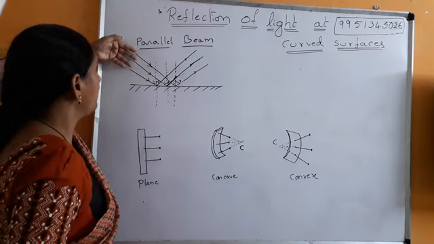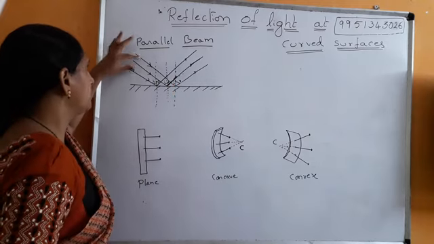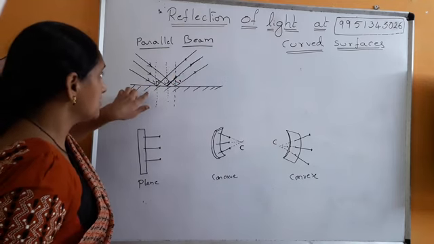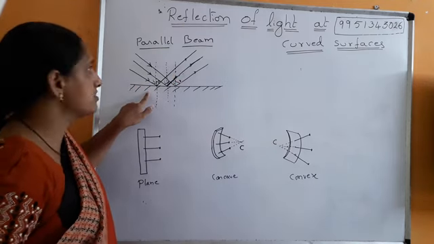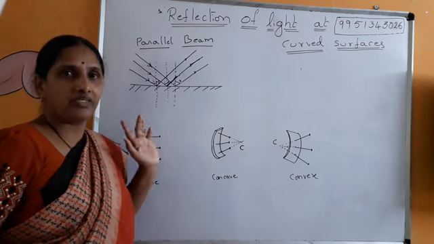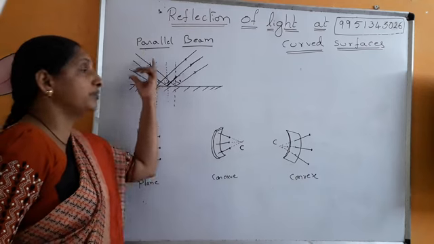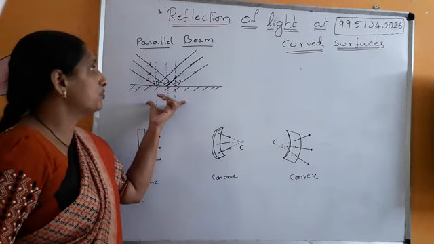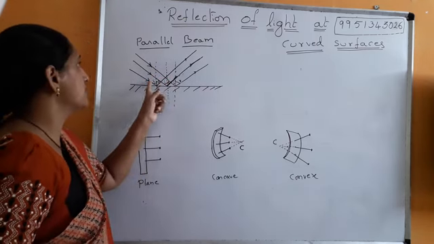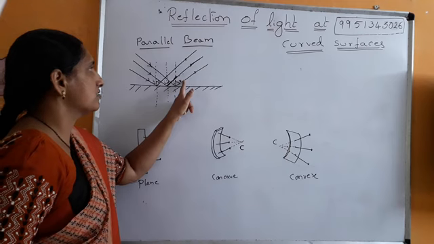And here we are taking a parallel beam of rays. In this beam we have taken three rays, all three parallel to each other. Since this is an optically polished surface, you can see that the reflected beam also has parallel rays. So when a parallel beam of light rays falls on an optically polished surface, the reflected rays are also parallel to each other. Thus the angle of incidence is equal to the angle of reflection for each ray.